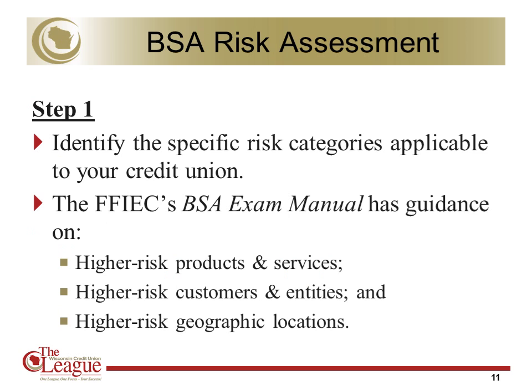A thorough risk assessment is fact-specific. In other words, it must take into account each credit union's unique circumstances. The credit union should consider all of its business lines in the risk assessment. Step 1 in the risk assessment process is to identify the specific risk categories that apply to your credit union. The exam manual provides guidance on 3. Number 1, higher risk products and services. Number 2, higher risk customers and entities. And number 3, higher risk geographic locations. We'll take a look at each of these 3 categories in the next few slides.